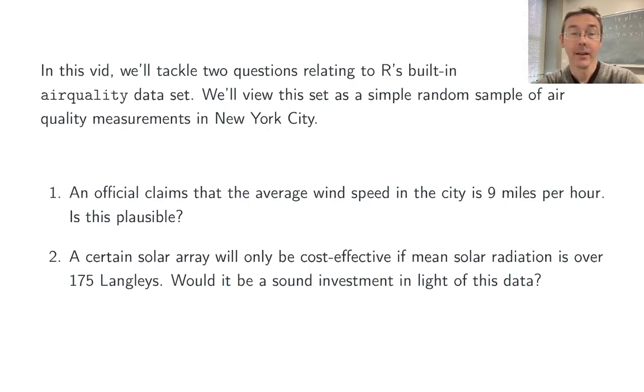Hey everybody. Today we're doing some hypothesis testing in R using the t.test command. We're going to work through a couple of problems relating to the built-in airquality dataset, which we're going to view as representing a simple random sample of air quality measurements from New York City. Problem 1. An official claims that the average wind speed in the city is 9 miles per hour. Is this plausible in light of the data?